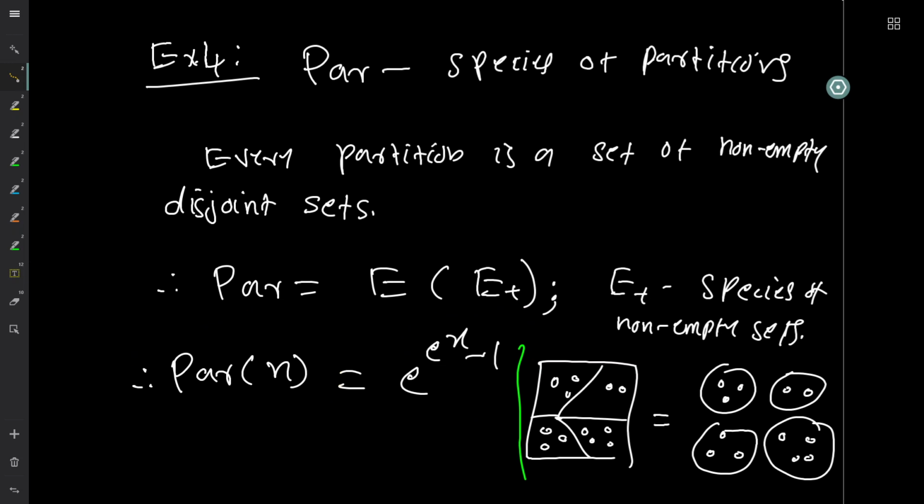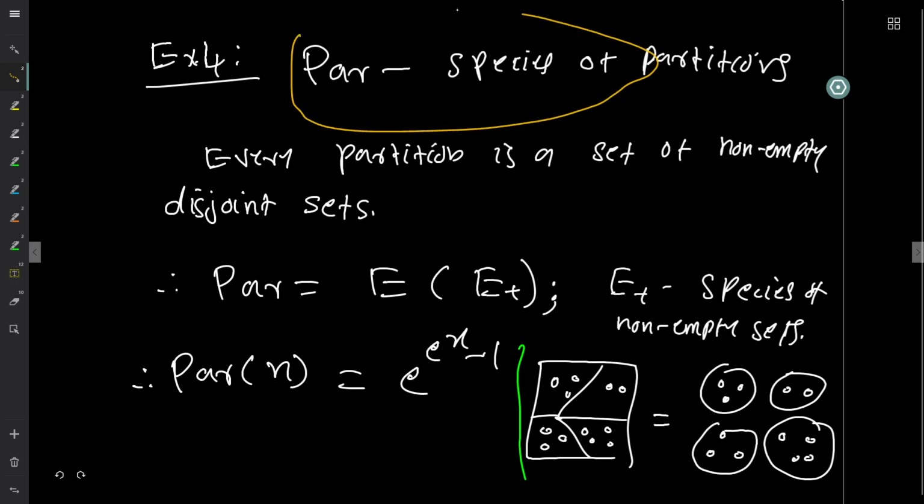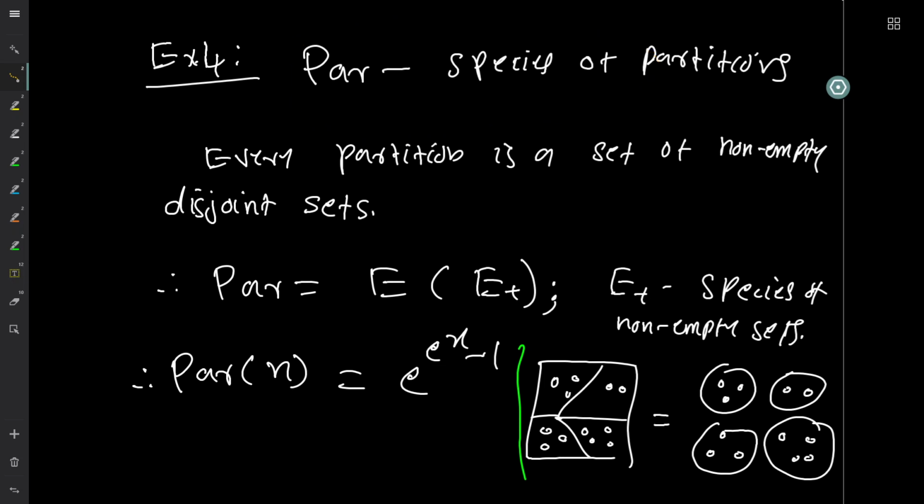This shows us that the method of species can be quite convenient to come up with these kinds of generative functions. If somebody is asked to just find the generative function for the species of partitions, it may not be as easy as this.